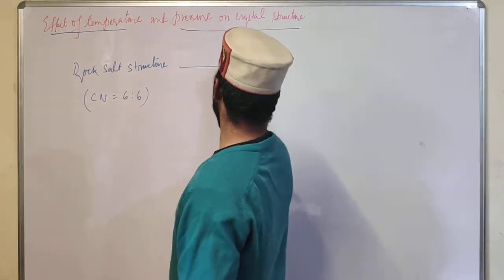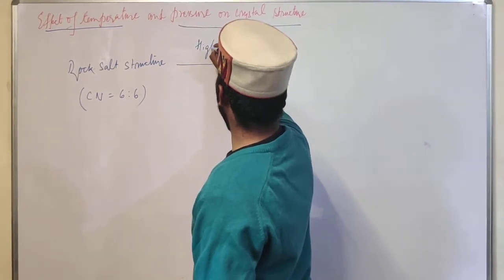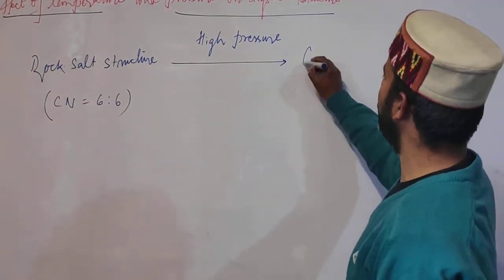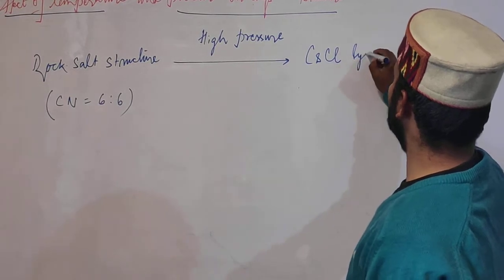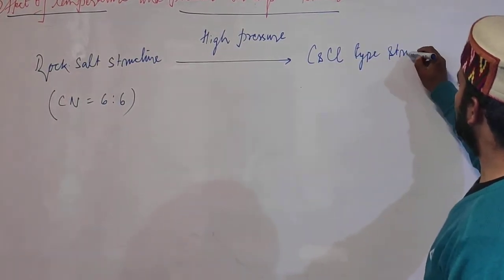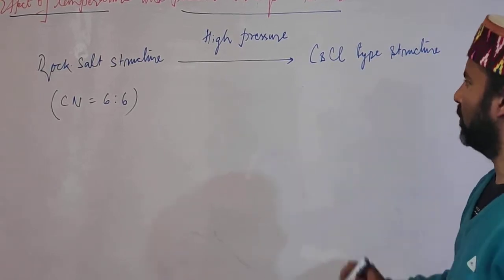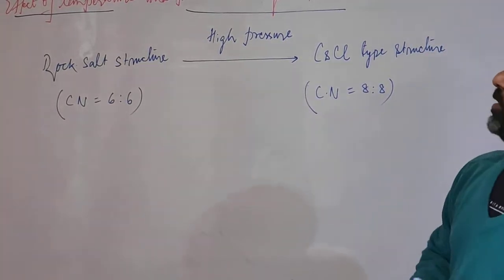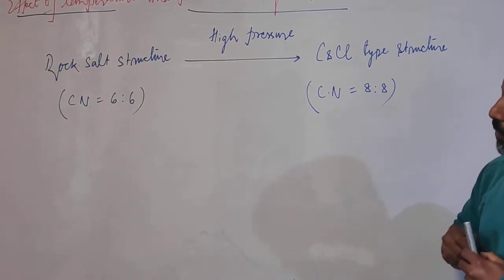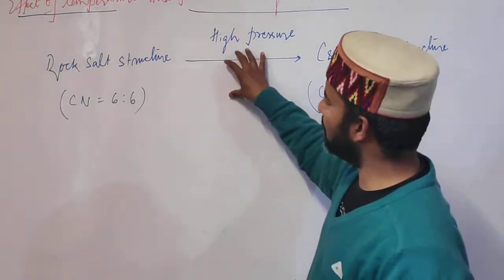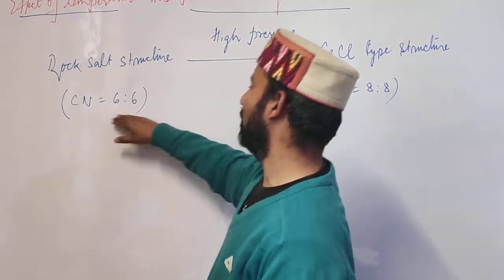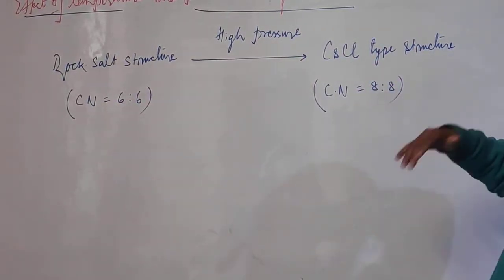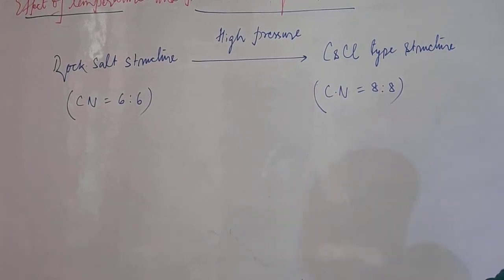Now students, when this structure is subjected to high pressure, means when pressure is applied on this crystal structure, it transforms itself into cesium chloride type structure. Now the coordination number changes to 8:8. So our conclusion is that when pressure is applied on a rock salt structure, the coordination number increases. Say from 6 it becomes 8, and therefore rock salt structure transforms itself into cesium chloride structure.